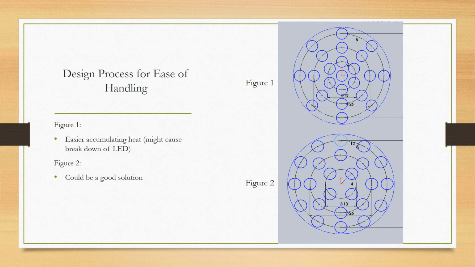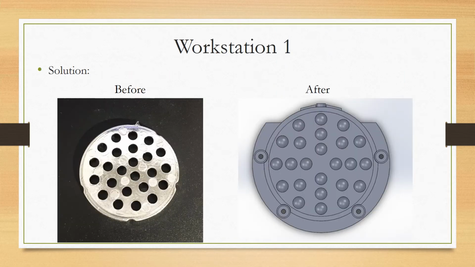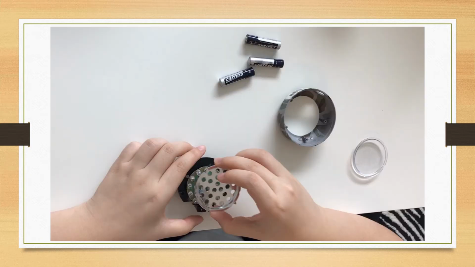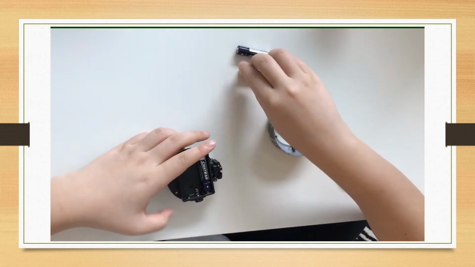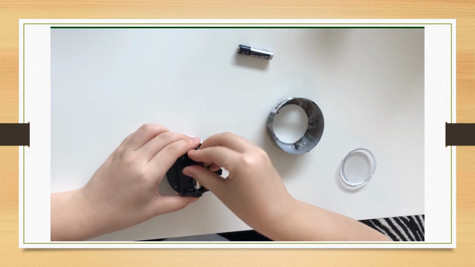As a result, we designed 2 different symmetrical layouts for the LED lights. Comparing these 2 designs, the upper one accumulates heat more easily, which may cause breakdowns of the LED lights. Finally, we determined the LED light and silver case layout design as shown on the screen. And here is the ideal revised workstation video, which is much faster than the old design.